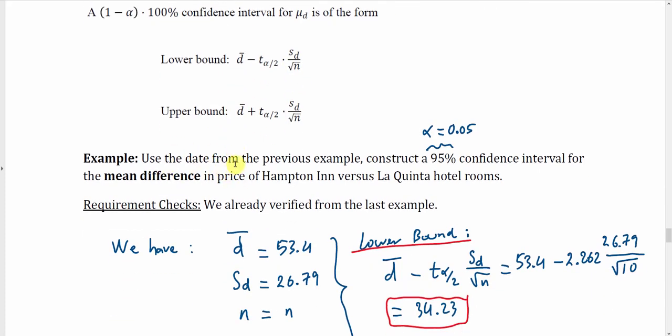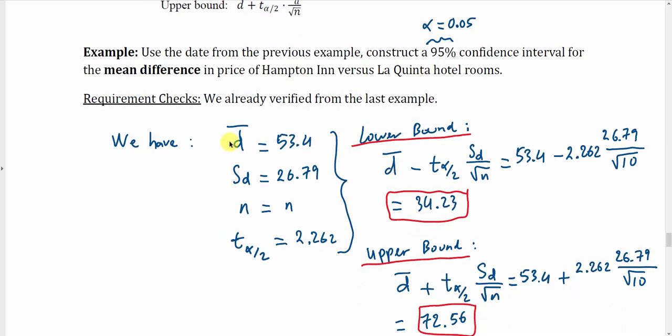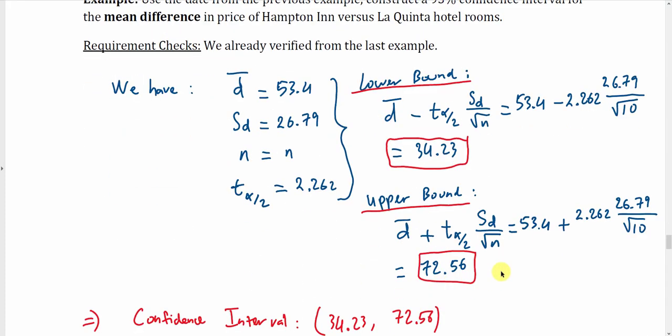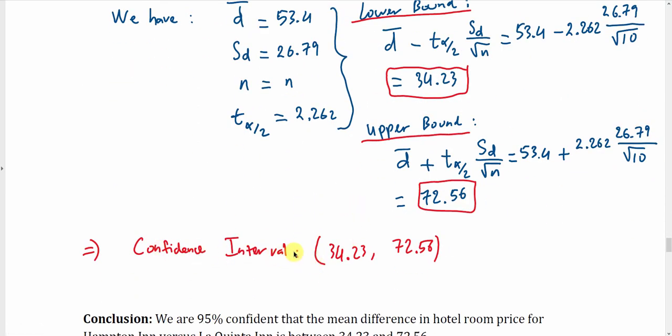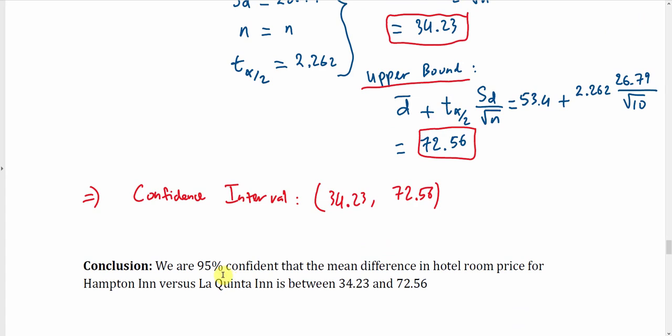Now, use the same data from the previous example. Construct a 95% confidence interval for the mean difference in the price between the Hampton and the La Quinta. We had all the values, d bar, SD, and t alpha over 2. So we can just find the lower bound from this formula and the upper bound from this formula. And then it gives me the confidence interval of 34.23 and 72.56. So we are 95% confident that the mean difference in the hotel room price for the Hampton versus La Quinta is between this price and this price.